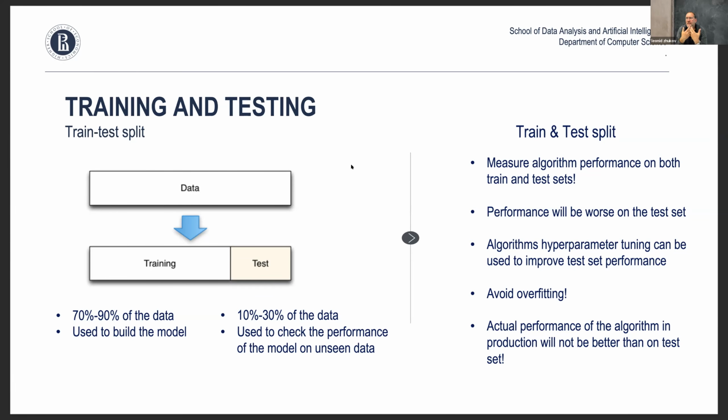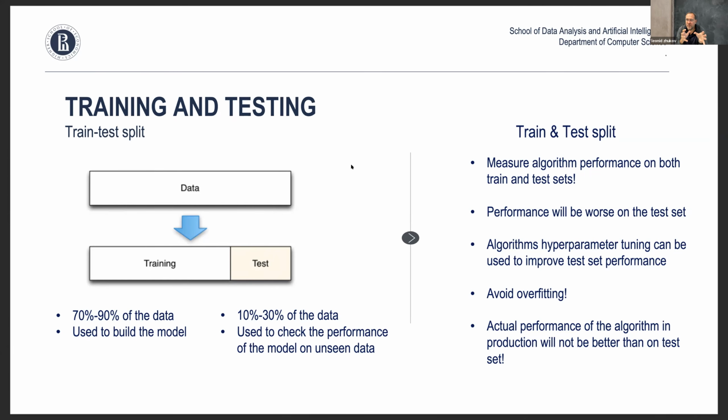Of course, you can verify the algorithm on the training data itself, but the numbers you get there most likely are not useful. The performance of your algorithm will always be worse on the test set compared to its performance on the training set, right? But that's the way it should be.